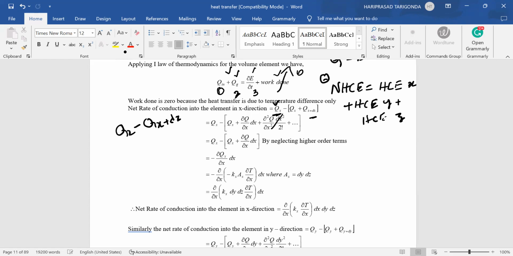We can neglect the higher order terms because the value will be very small. So finally, the simplified form will be Qx minus Qx plus dou by dou x of Qx into dx. Here Qx and minus Qx will get cancelled. The final simple expression will be minus dou by dou x of Qx into dx.